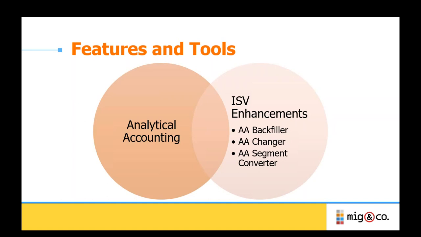changes to analytical structure. So AA Backfiller enables us to populate analysis information for the open year, as well as historical transactions for select journal entries. And AA Changer allows us to change and merge transaction dimension codes. And then, of course, AA Segment Converter allows us to convert GL account segment values to transaction dimension codes.